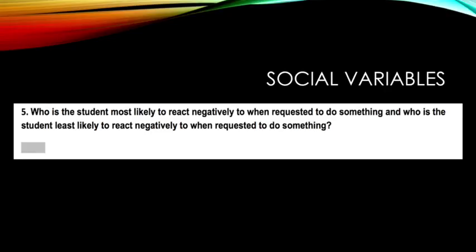Who is most likely to react negatively when requested to do something? So you're going to have students that are very, very favorable to your requests, and you'll have others that you might just have a poor relationship with. So you want to figure out, is there a social variable involved when requesting a particular behavior?